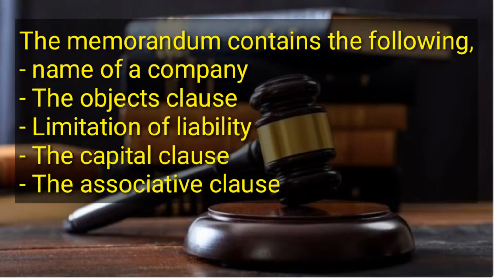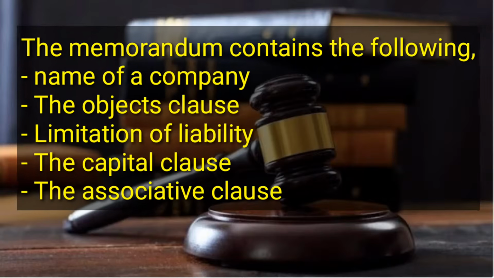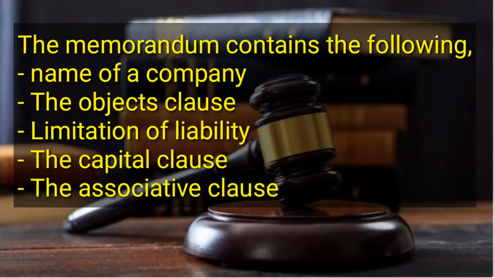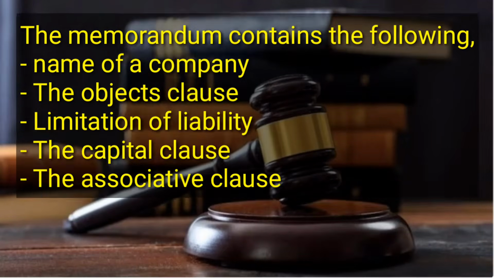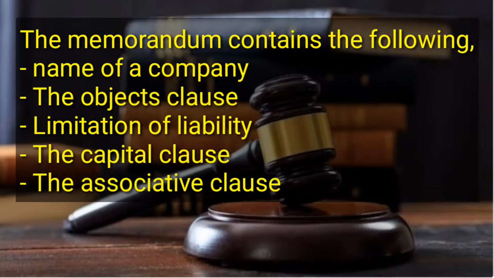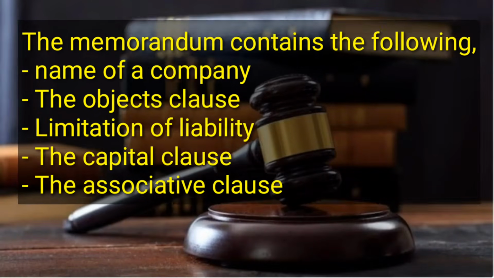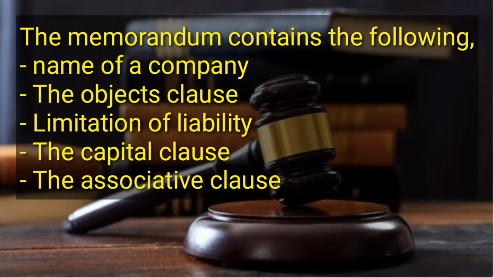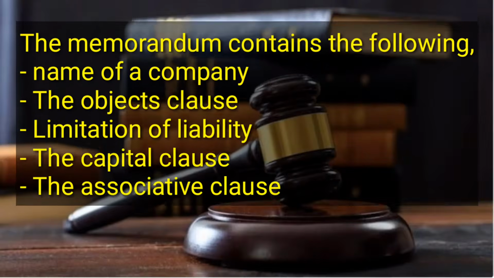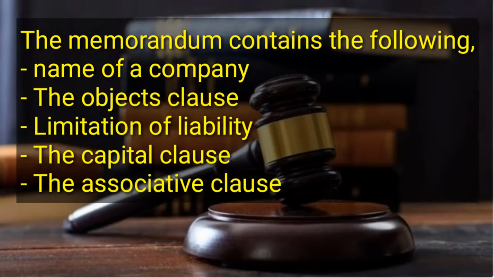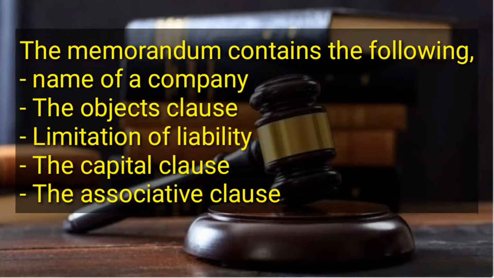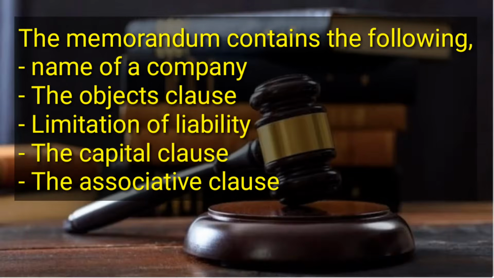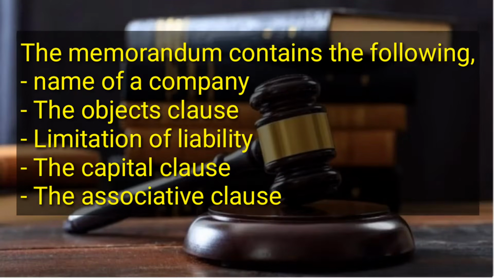The Memorandum of Association contains the following information. First, it contains the name of the company. This is required by the Companies Act to be clearly shown in the Memorandum of Association because the name of the company is the identity of the company. Secondly, we have the Objects Clause. This sets out the principal activities that are to be pursued by the formed company. It shows the businesses that the formed company intends to do, and it's an optional section. You may choose to have it or not, the Objects Clause.